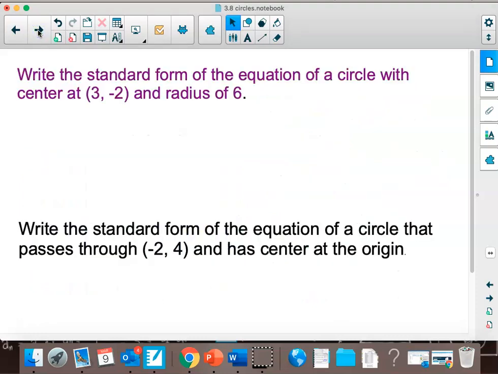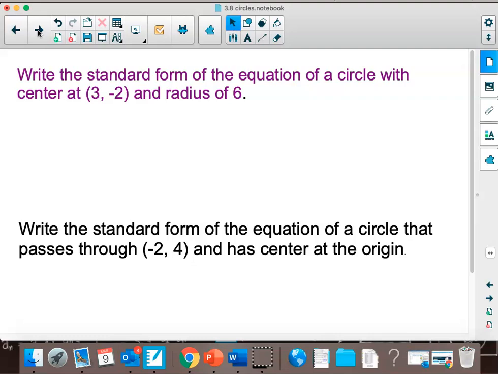Okay, so the next two, I want you to do on paper. Write the standard form of a circle with a center of 3, -2, and a radius of 6, and then write the standard form and equation of a circle that passes through the point -2, 4, and has a center at the origin.